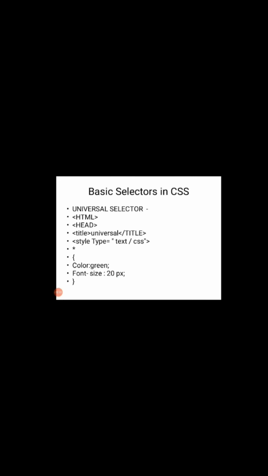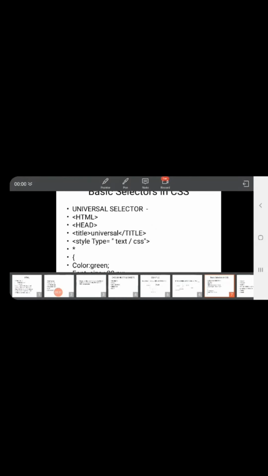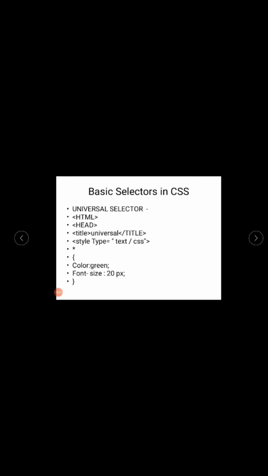Fine. Now basically there are three types of selectors in CSS. When we talk about the universal selector, you make use of a wildcard character, the asterisk. We make use of this asterisk, which tells that we are making use of the universal selector, and we have written color green and font size 20. Fine. So what are we doing in this?